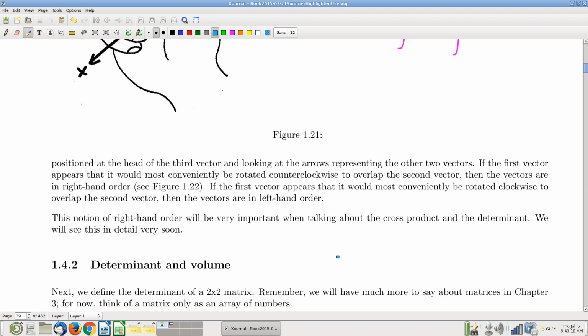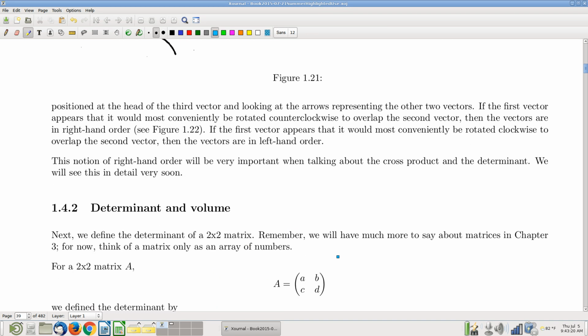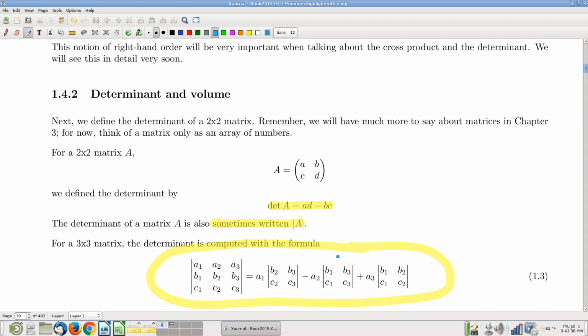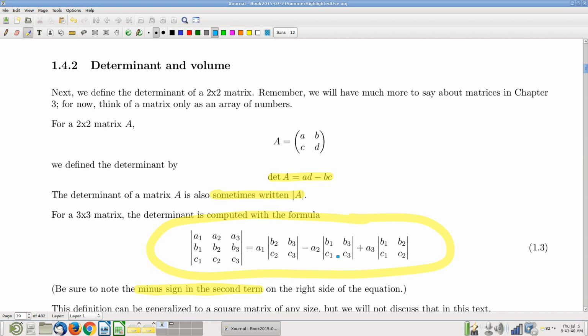Okay. All right. So this is a notion that we need to have down before we can give a full discussion of determinants and cross products. Remember, cross product is really our primary interest in this section, but I think right-hand order is a very useful idea to have in mind as we go along. Okay. So let's set that aside and move along to determinants.